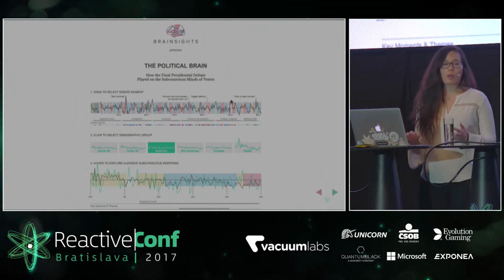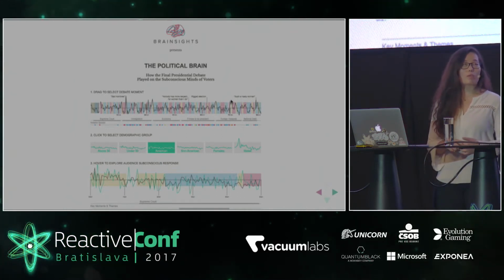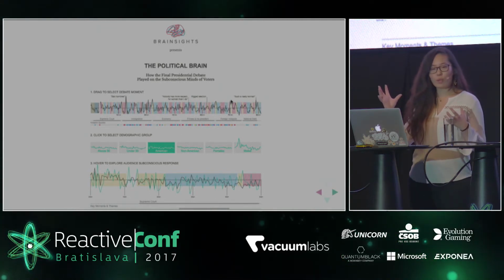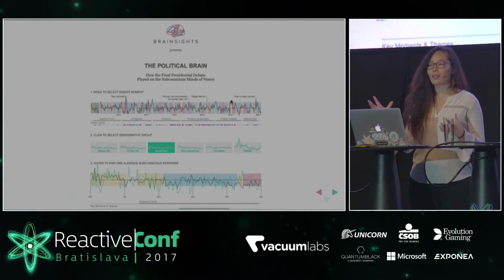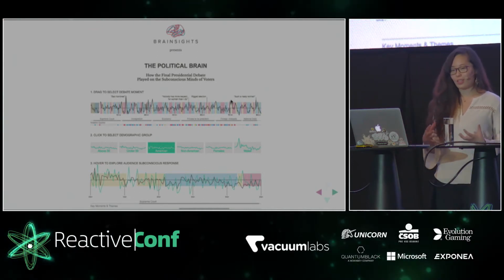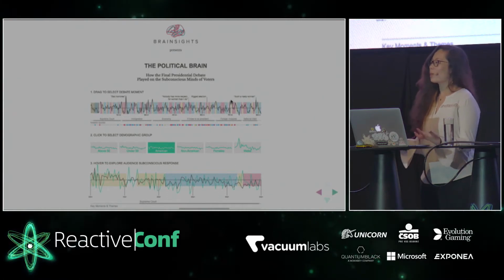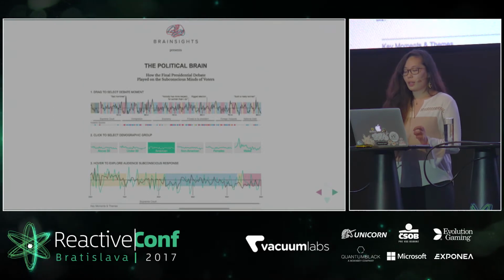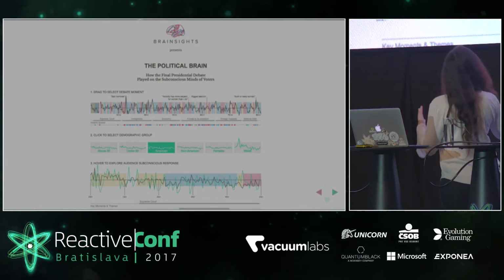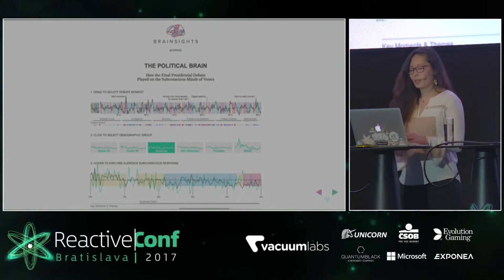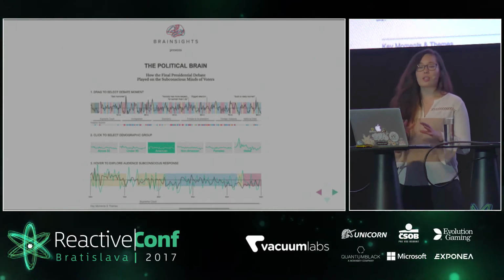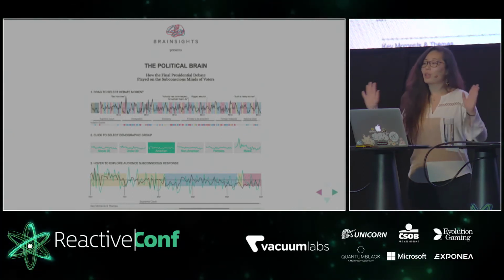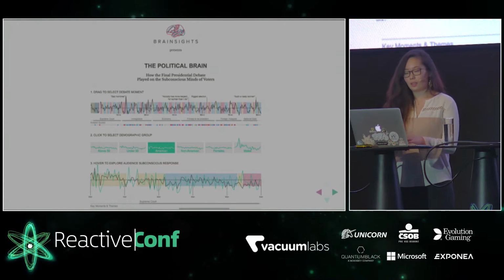I also got to work with a company called BrainSights last October, where they tracked viewer brain data as they watched the final US presidential debate. And I got to work with them in visualizing it. So this up here is the overview of the 90 minutes of the debate, where each of the line charts is the overall viewer engagement during the debate itself, with the background colored with the speaker.